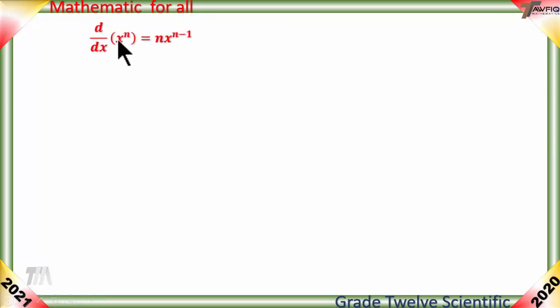The derivative of x to the power n with respect to x is equal to n x to the power n minus 1. So the integration of x to the power n dx: add 1 to the power and divide by the new power. So it becomes x to the power n plus 1 over n plus 1 plus c.